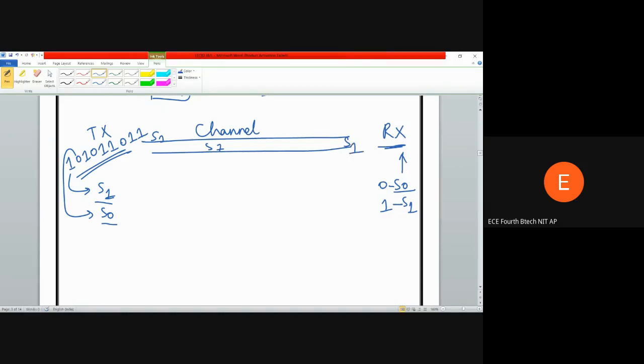The receiver doesn't know whether the received signal is S1 or S0. So now he will calculate the correlation between the received signal and the two available signals, S1 and S0. I'll calculate the correlation coefficient. Between the received S1 and the stored S1, these two are highly similar, so you will get a high correlation coefficient if I do the correlation between these two.